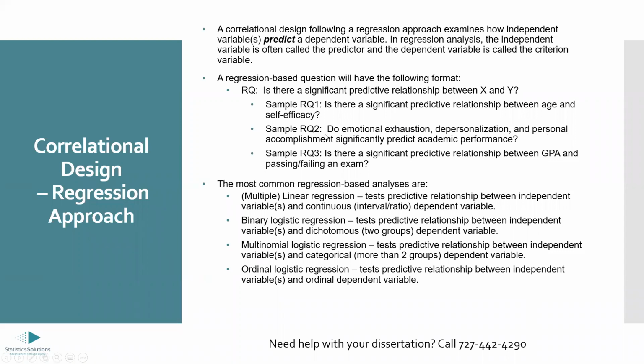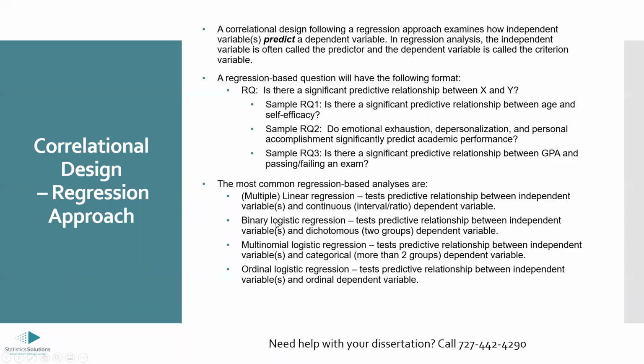The second example here, you can see I added multiple predictors: emotional exhaustion, depersonalization, personal accomplishment. Those are measured on one survey called the Maslach Burnout Inventory. So if you look at all three of these factors, that's when you run what's called a multiple linear regression, meaning we're just putting all three predictors in simultaneously.